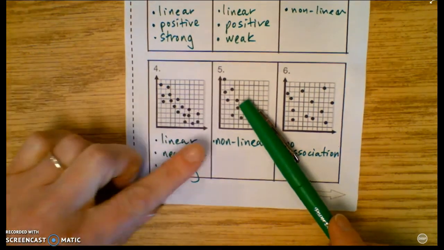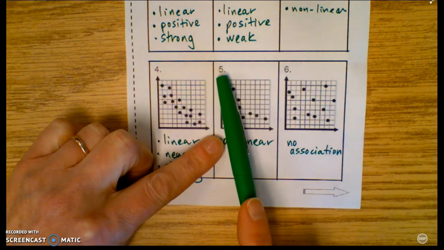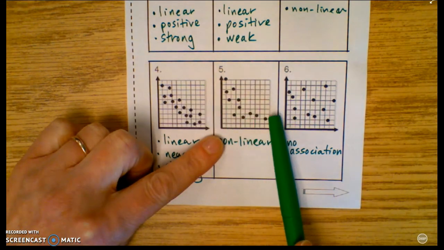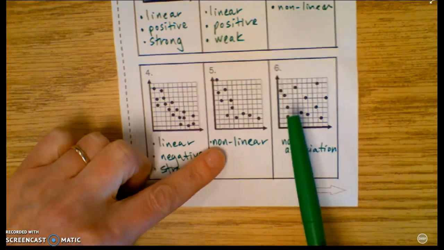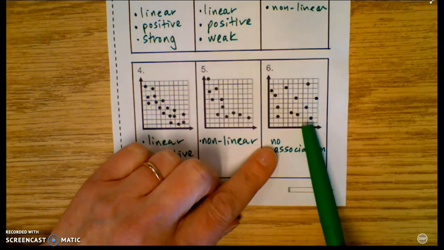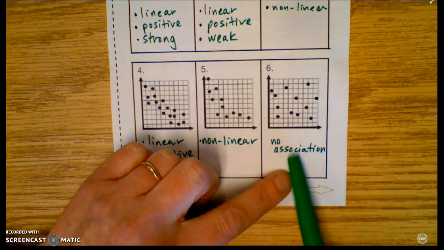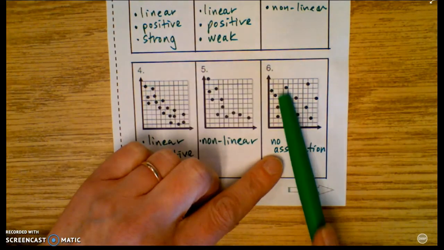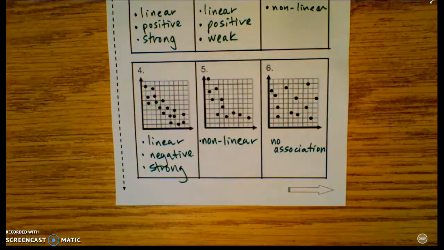This graph, I had some students say that it's more of a linear relationship, but I was looking at how they kind of curve down here at the bottom, which to me makes it nonlinear. And this one over here, you really can't see how any of the points line up to be linear, so we say that it's not even nonlinear, it's just no association whatsoever. We can't form a curve, we can't form a straight line or anything with our points.